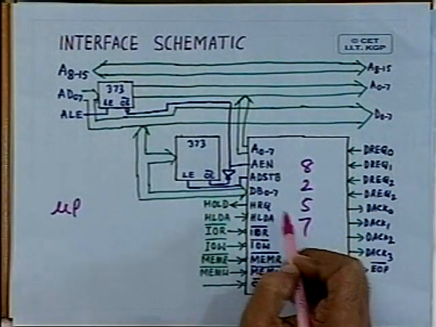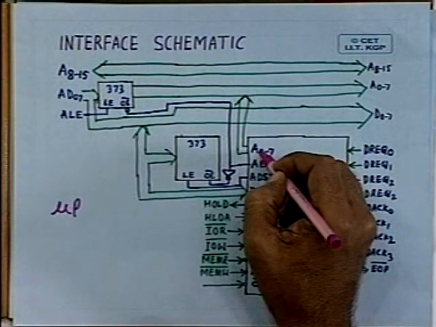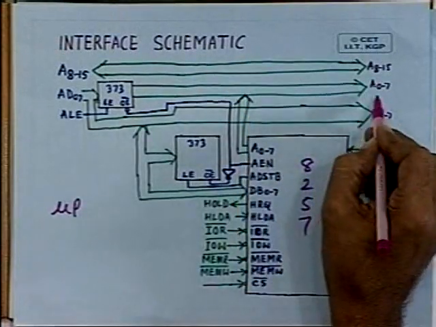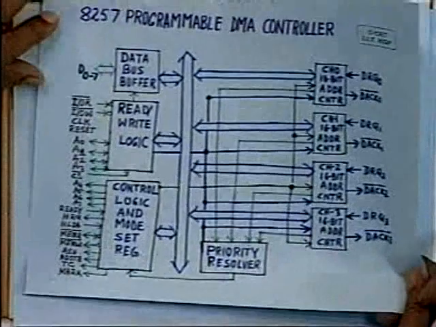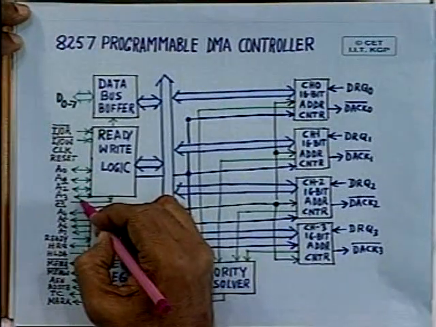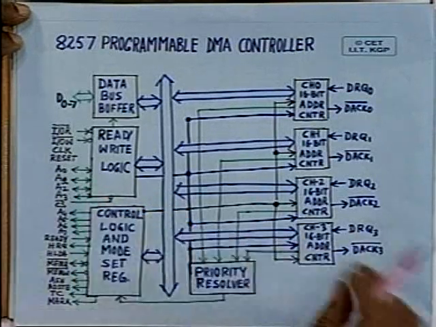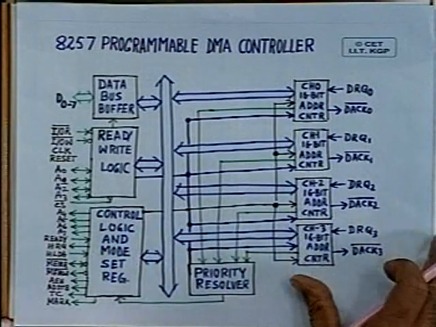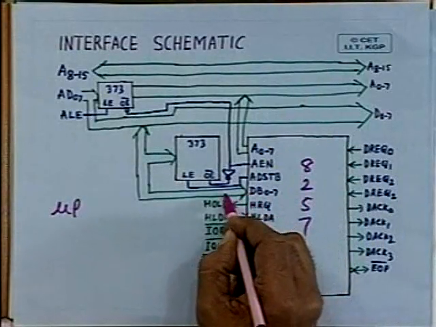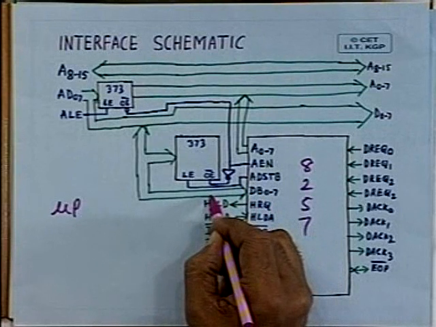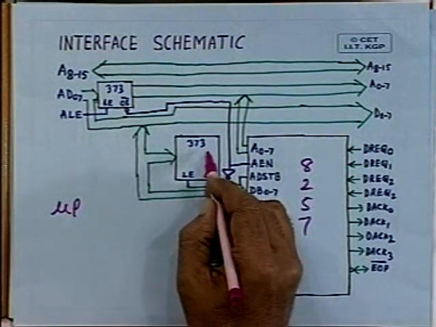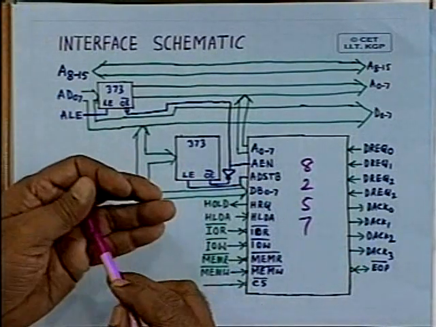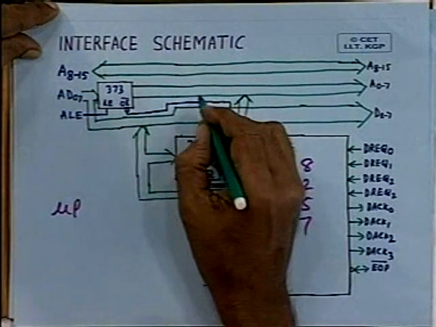For interfacing the DMA controller, you require another latch. You can see here the A0 to A7 lines are going directly to the lower order byte of address: A0, A1, A2, A3, A4, A5, A6, A7. But as you can see, there is no higher order byte address here. So how will the DMA controller generate the higher order byte address when it has got no higher order byte address lines? What is being done is that the higher order byte of address is generated through these data lines, and it is latched into this 373, and 373 actually generates that higher order byte address, and it goes to the higher order byte address.